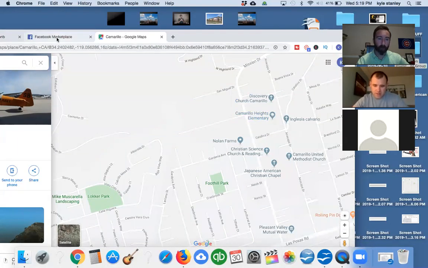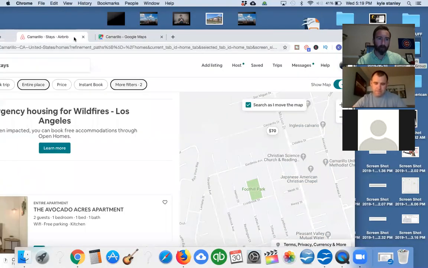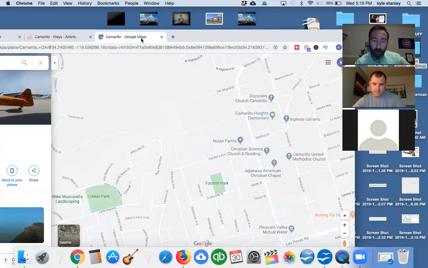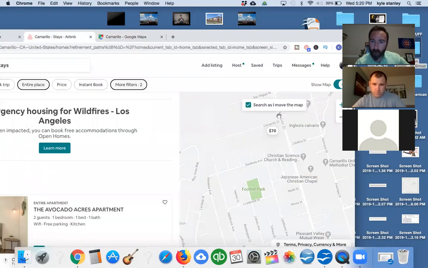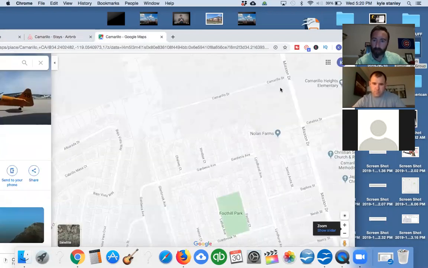Nice. Yeah. Let's go back and make sure we're at the right place. It was Mission and Camarillo Drive. How about that? Yeah. All right. So there's Catalina. So that must be Camarillo Drive right there, right? This one? Yeah. So it's right there. Looks like it's on the southwest side of it. So it's right here.